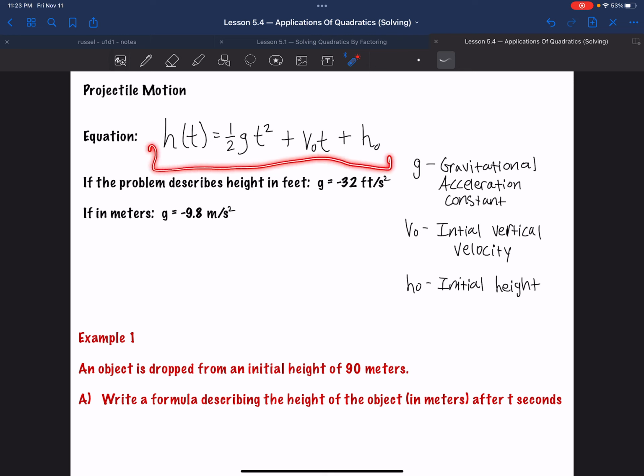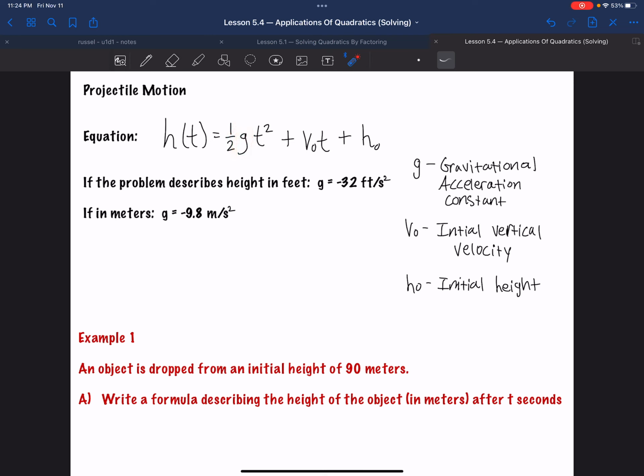So to explain this equation, h of t stands for height, depending on time. And now I've got three constants here. I've got g, v naught, and h naught. When I say naught, I'm saying like v naught. That's how you'd spell that, all right? Which means v0. You could also call this v sub 0, right? V sub 0 is another way to say it.